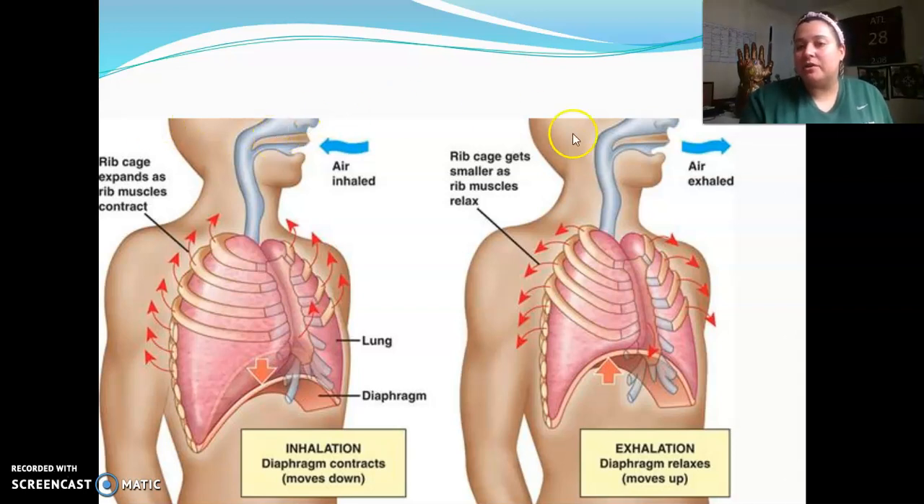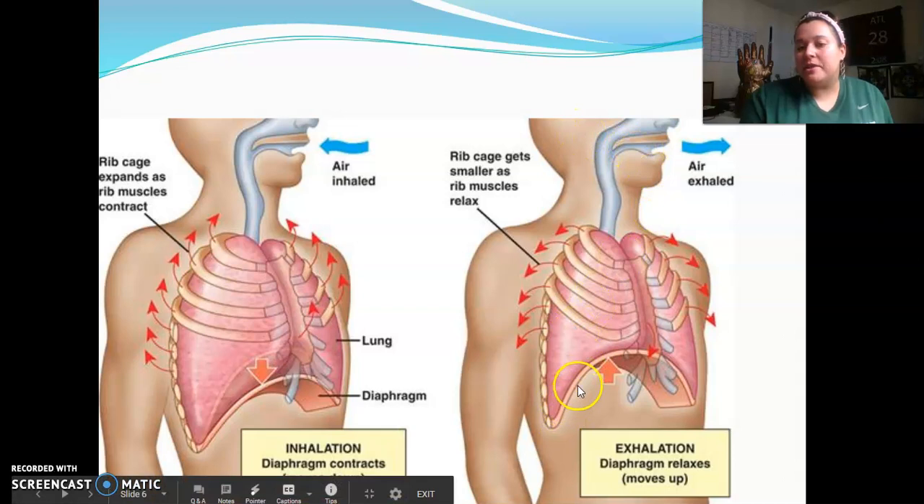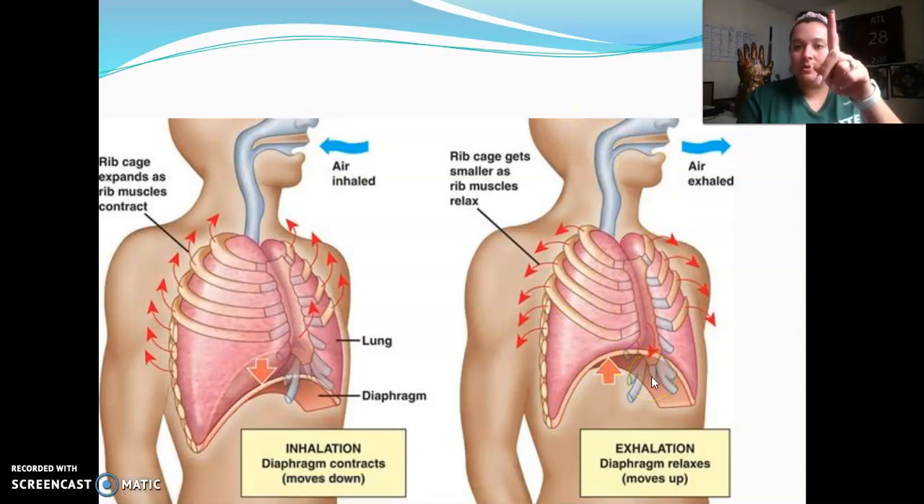All right, and if you look over here on the other side, whenever that diaphragm muscle moves up, the air is forced out of your lungs, out through the respiratory system, and out of your mouth. At the same time, your rib muscles relax and your rib cage does get smaller. So again, this is good because it shows you how our systems do not work by themselves. Right here, the skeletal and the muscular system are working with our respiratory system to help us breathe.